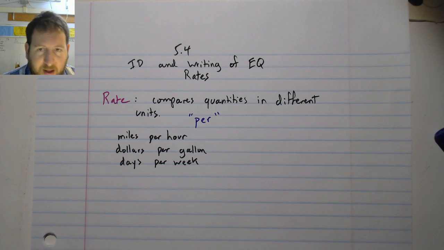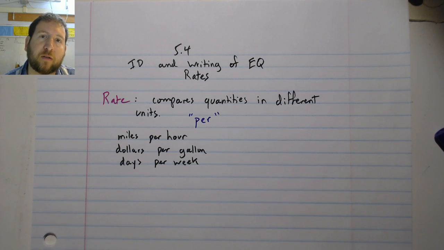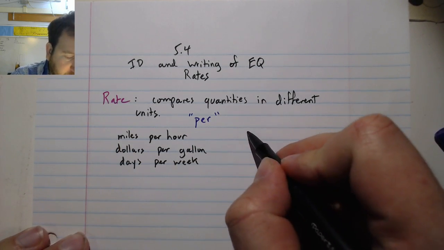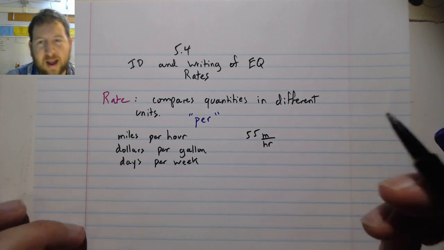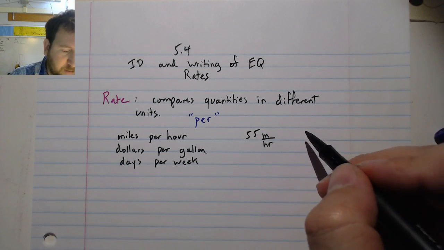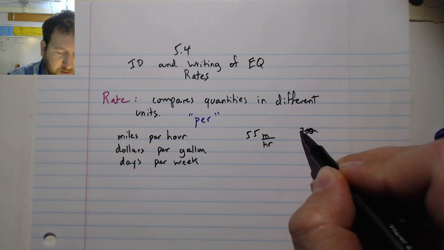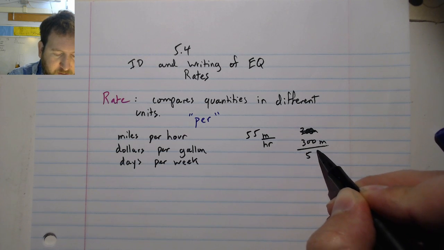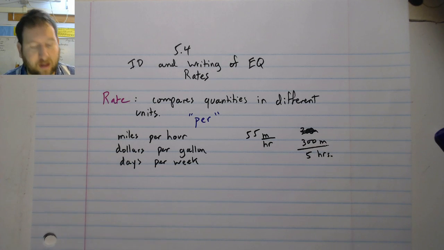And another key that I often find in rates is that one of these two quantities is going to have the quantity of one. So if I'm talking about miles per hour, I'm typically going to have something like 55 miles per hour. It's not as helpful if someone says, yeah, I was going 300 miles over 5 hours, because it's harder for me to visualize that because I can't really compare it to the other rates.